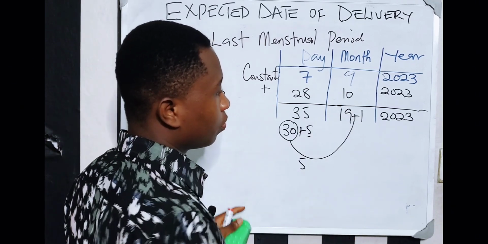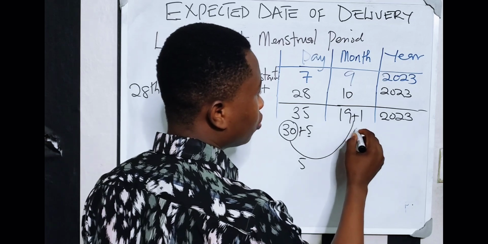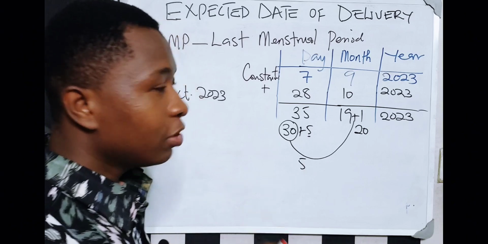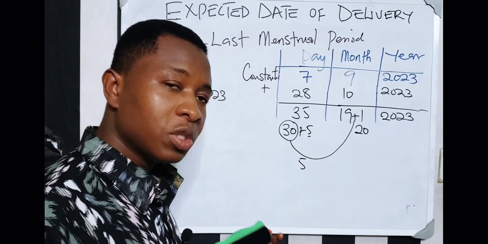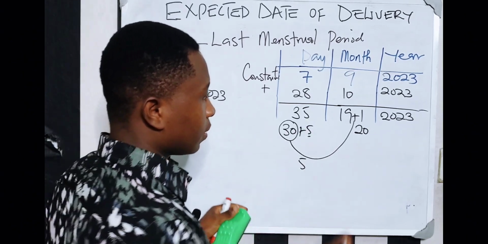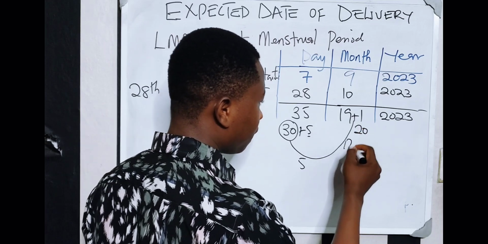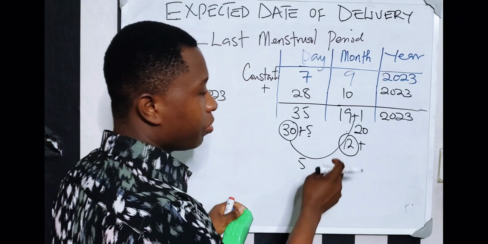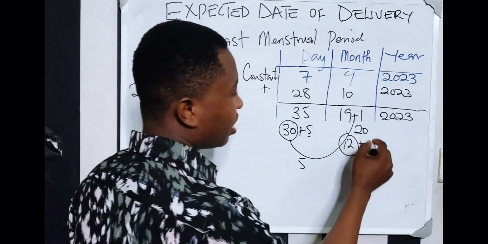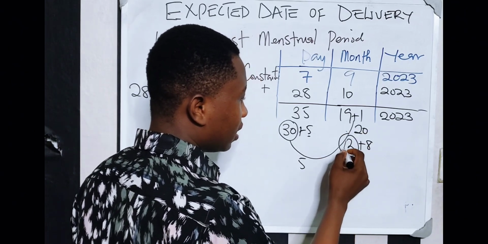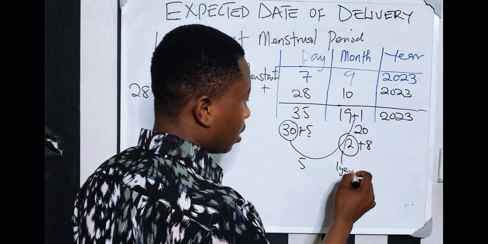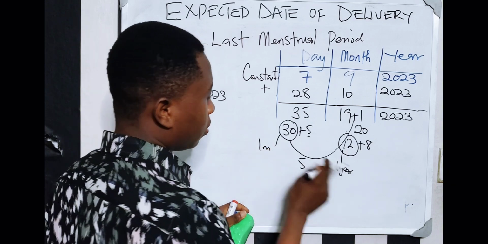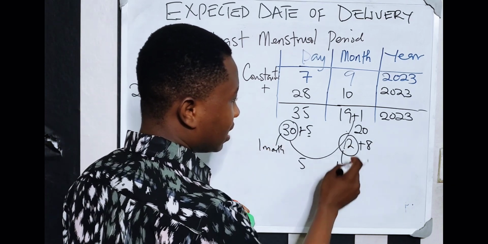Now moving to the month column, 19 plus 1 will give you 20. Okay, yet this 20 is still too big to be on the month column. So what are you going to do? We're going to split the 20. So we're just going to do 12, which is a year, plus what will be remaining? 20 minus 12 will be 8. Okay, so we are going to send this, this represents 1 year. Remember, this represents 1 month, right? This represents 1 year.